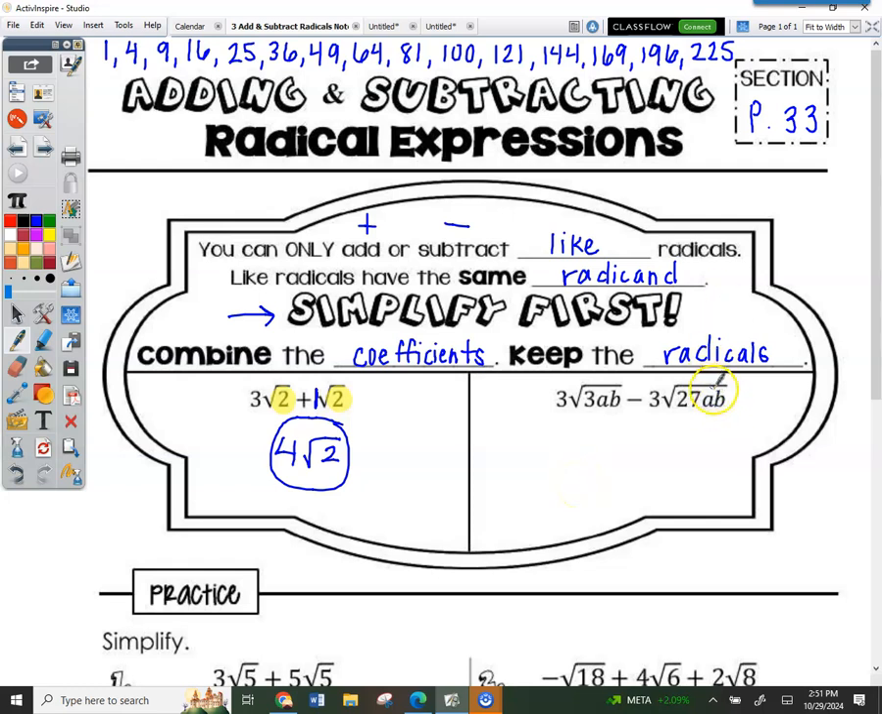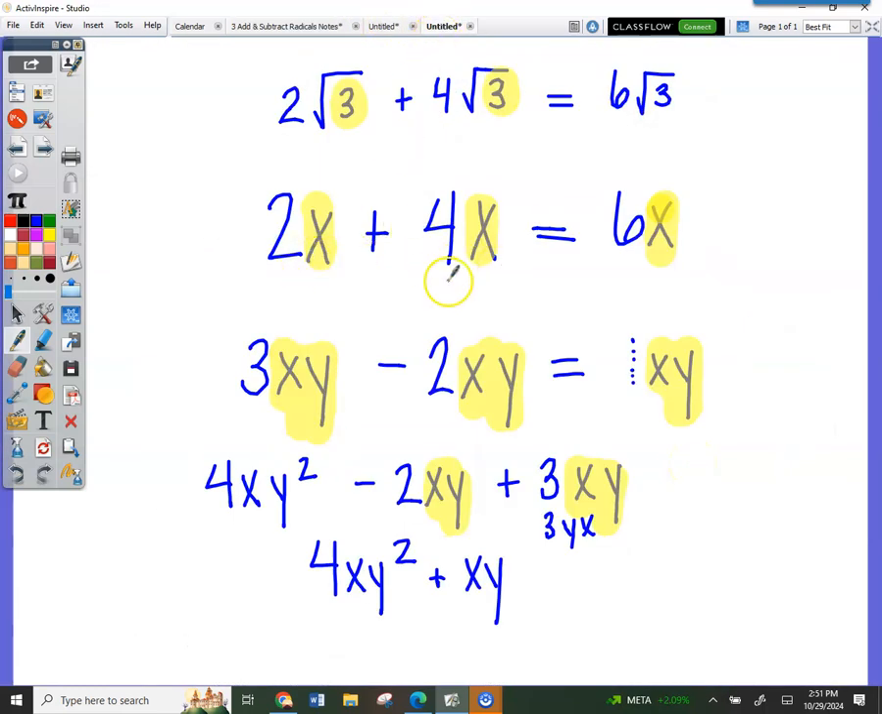Yes? Where do you get the 2 from? It was already there. It's here. You see, it says combine the coefficients but keep the radicals. But we just added. You don't change the radical. The radical is like a last name. It looks just like this over here from middle school.